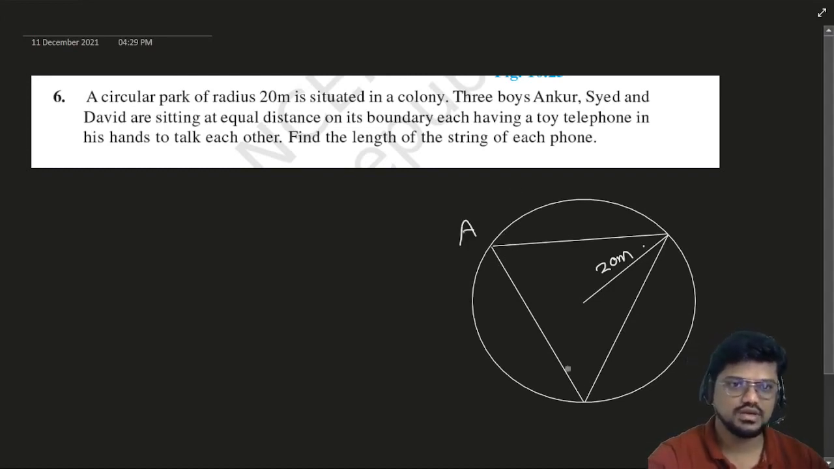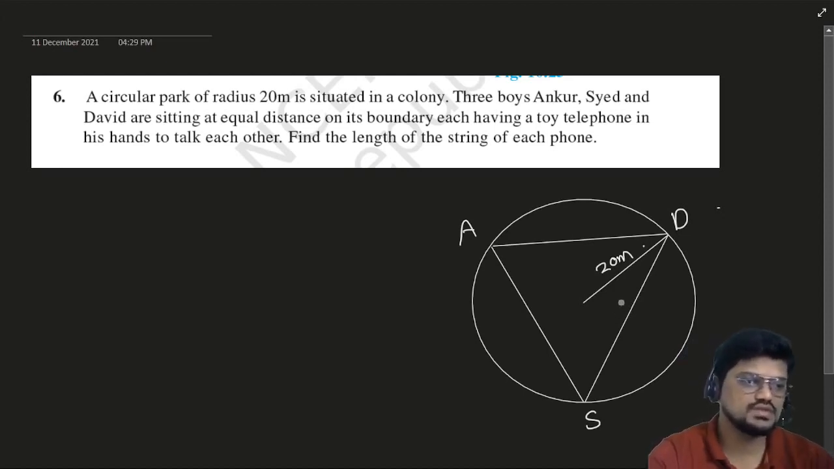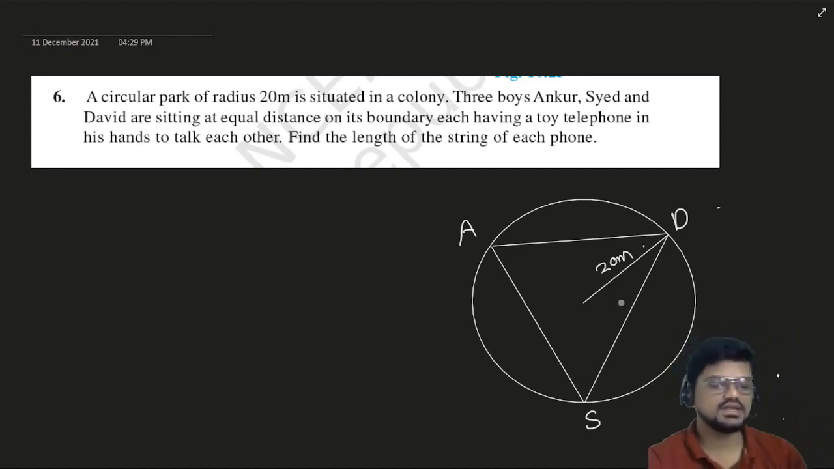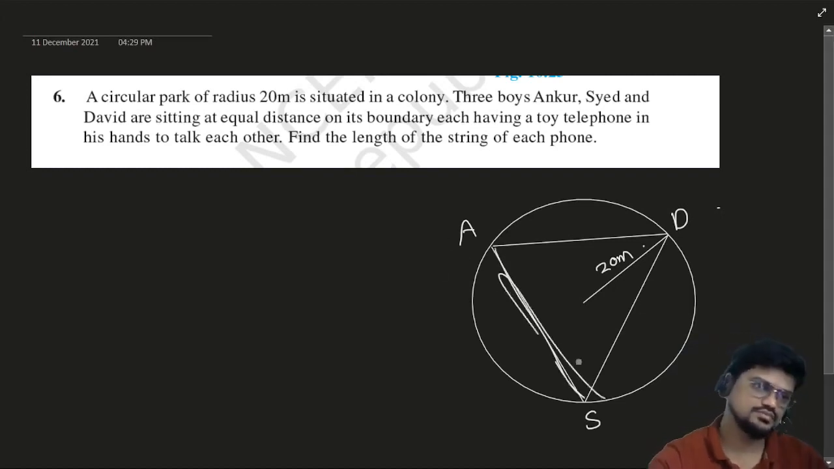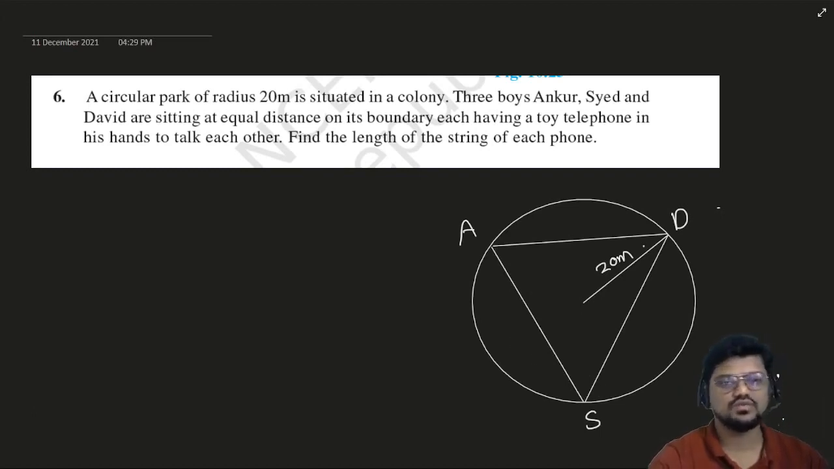Let's say this is Ankur, this is Saeed, and this is David, at equal distances on its boundary, each having a toy phone in his hand to talk to each other. Find the length of the strings of each phone. What will be the length of the strings? If they are sitting at the three corners, the length of the string will be the distance between them, no? That means you need to find AD or DC, DS or AS. That's what you need to find. So how will you find it now?